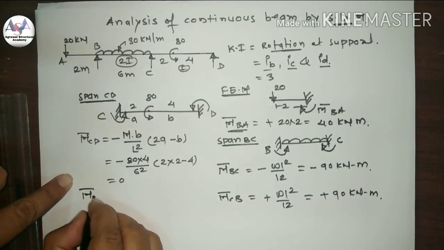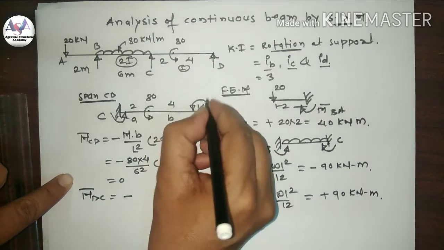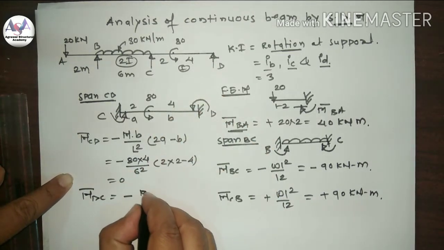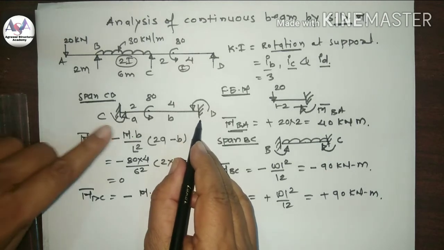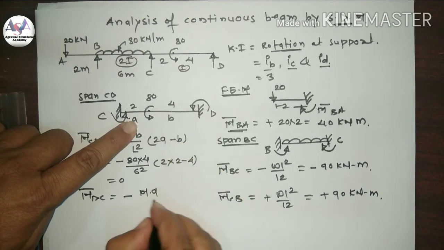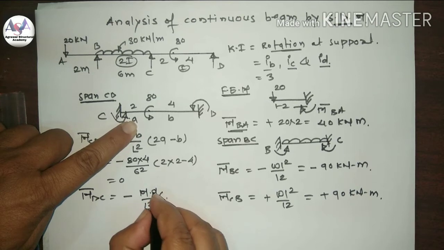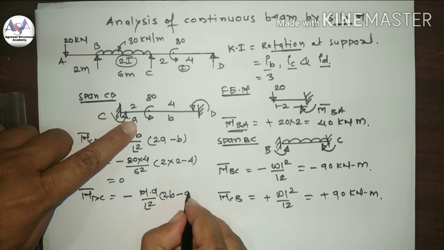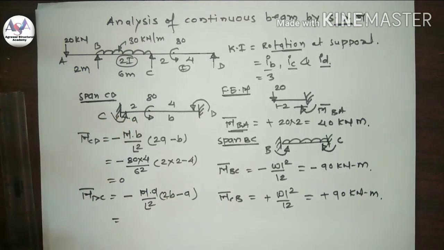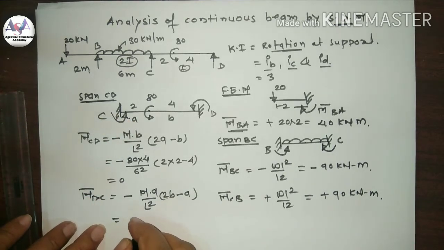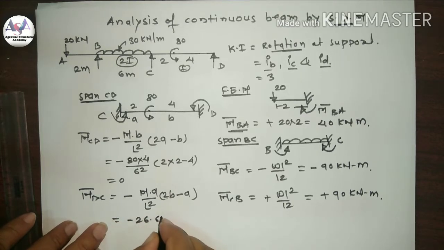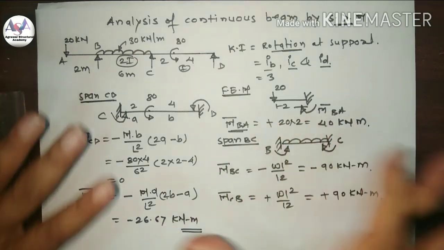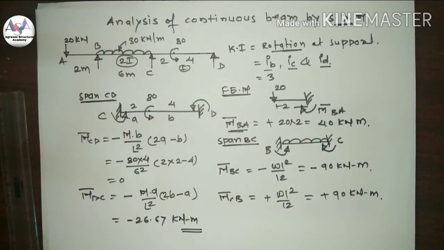Then M DC is equal to, again anti-clockwise, so minus M. For this moment multiply by the distance A divided by L square. If you have taken A here, take here the B. If you have taken the B, then write the A. So this is a simple technique to learn the formula, and this value becomes minus 26.67. Okay, so we have completed the two steps. Then go to the third step.